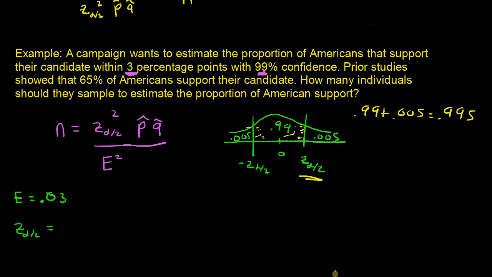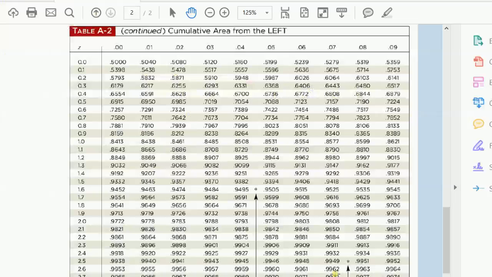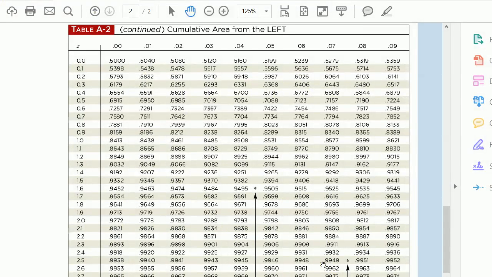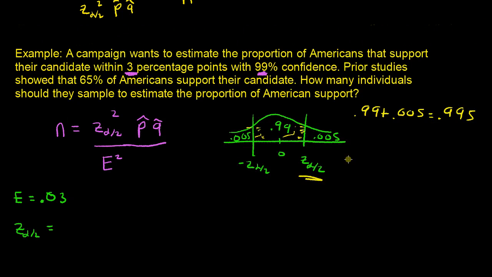So let's go ahead and look up that z value. 0.995 is the area. Here we go, 0.9949, 0.9951. So that's directly between 2.57 and 2.58. So we'll go ahead and use 2.575, which is the number that's directly between 2.57 and 2.58. So z is 2.575.